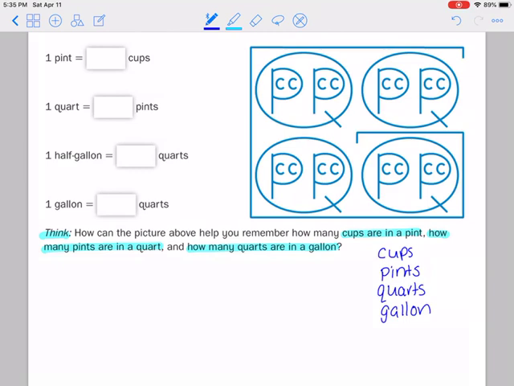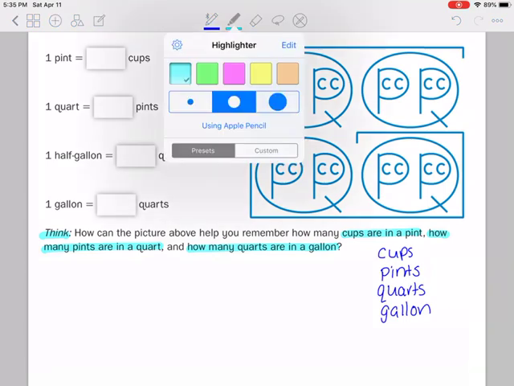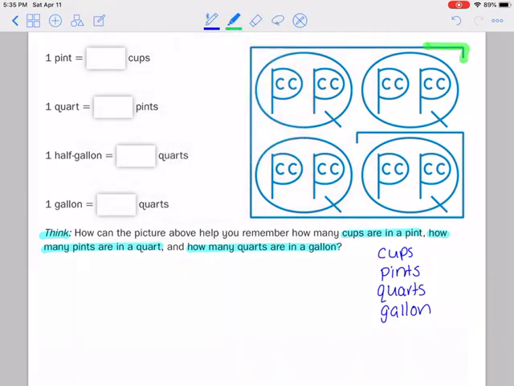So how can this picture help us understand how much? Well, the first thing that I notice is the G in here is quite large. So that must be the biggest unit of measurement. And I notice that inside this G, I see 4 Q's. And I know the G must stand for gallons, and there's only 1 G. So maybe for every 1 gallon, there's 4 quarts. 1 gallon is 4 quarts, because there's 4 Q's inside.